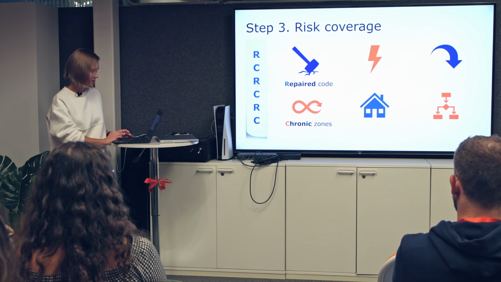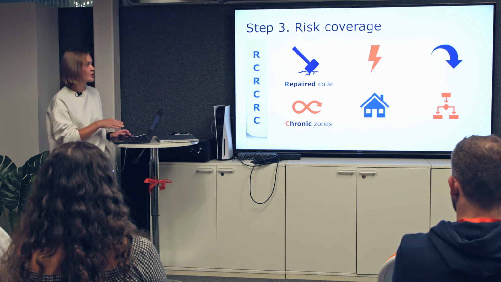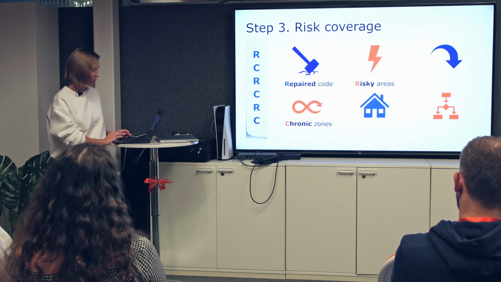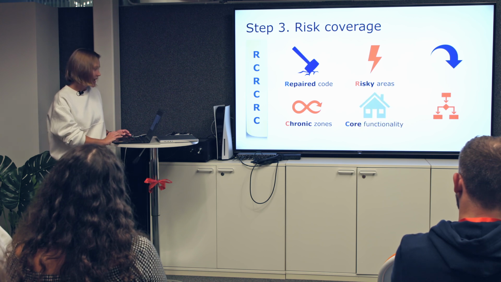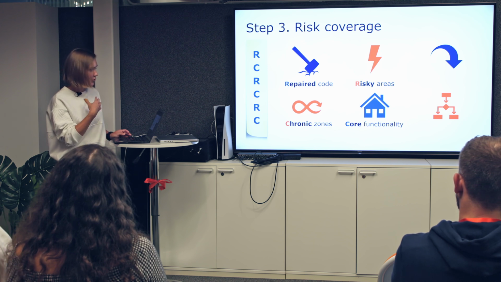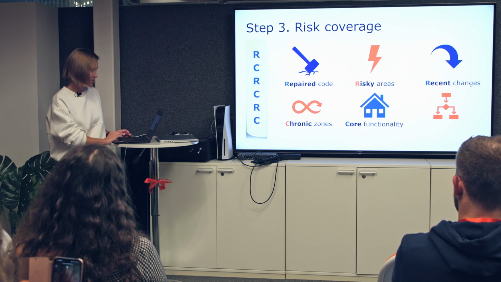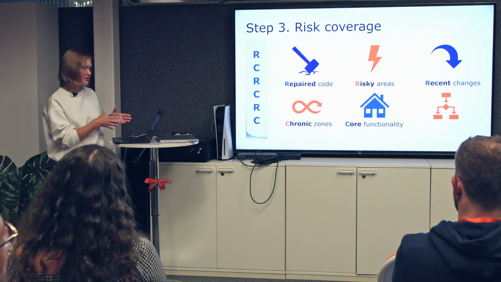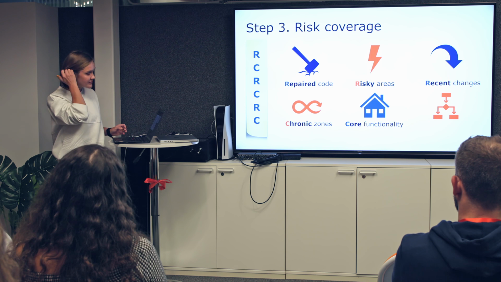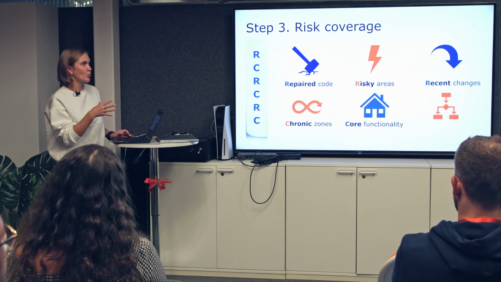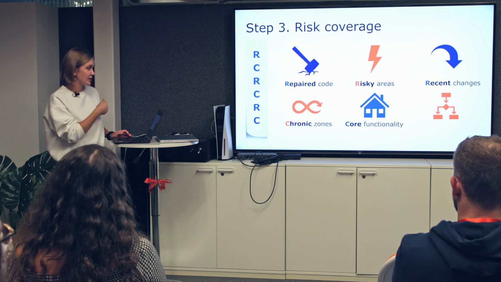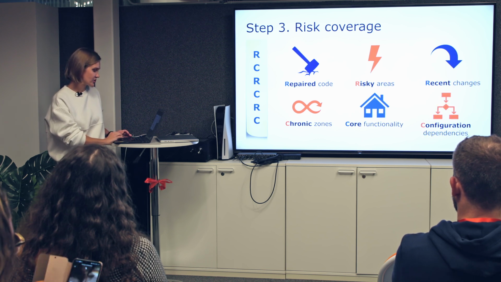C, chronic zones. Every application has such chronic zones that are always broken and provide new and new issues. Let's check them. Risky areas of the application should be checked as well. Next, C, core functionality. What is the primary functionality for this application? We have to define this and check this. R, recent changes: not only changes under the refactoring ticket should be checked, but also changes in code that stays somewhere near or could be touched or involved in the changed code. And the last one, configuration dependencies.